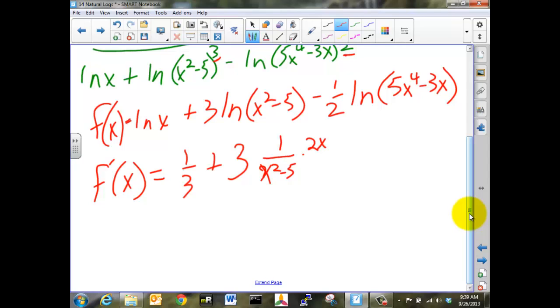Remember, u is anything that's not x in there, or anything other than x. This isn't x, this is x squared minus 5. If there's just an x in there, then it's 1 over x. If it's something other than that, then you think of it as a u. It should have been, yeah.